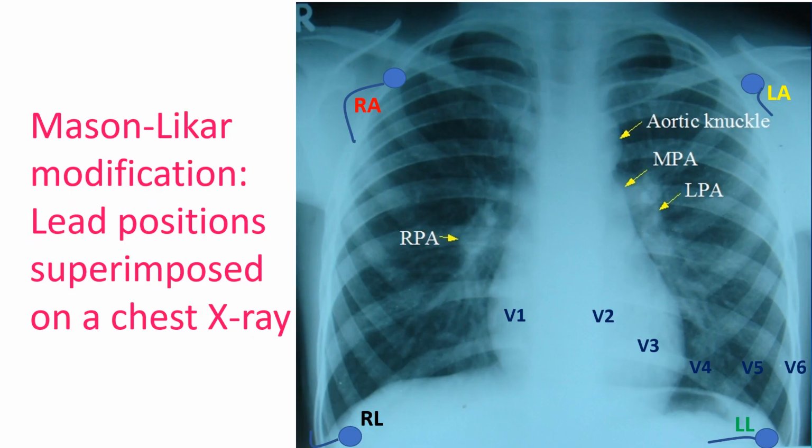The Mason-Likar modification of the 12-lead ECG is most popular during treadmill exercise test. It can also be used in the electrophysiology laboratory along with electrodes within the heart. In this lead system, limb electrodes are placed on the nearest location on the body to prevent artifacts due to limb movement during exercise. Chest electrodes are placed in the conventional positions.